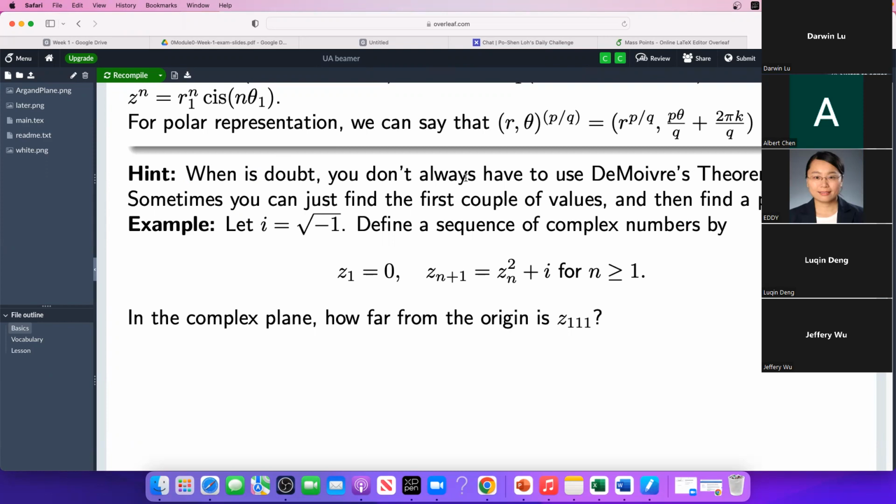Okay, if you don't know exactly what to do, write out the first couple of terms. So write out Z1, Z2, Z3, and so on. You'll see a very obvious pattern soon. So that's your hint.